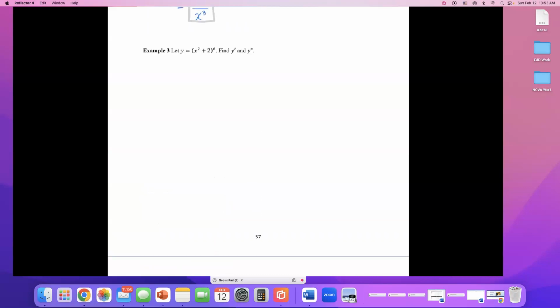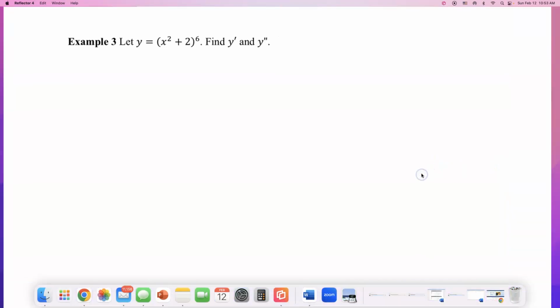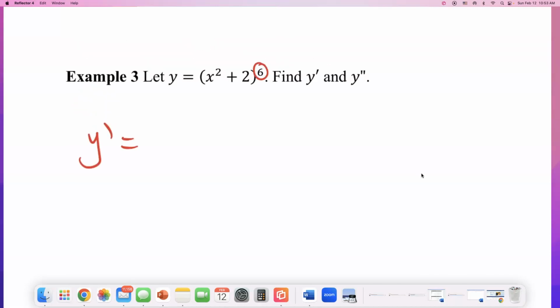So this example 3 on page 57, we're finding the first and the second derivative of this composition of functions. So we're going to have to use the chain rule. So let's start with the first derivative. Bring down this exponent of 6 to the front, but keep everything inside exactly the same. Exponent goes down to 5.